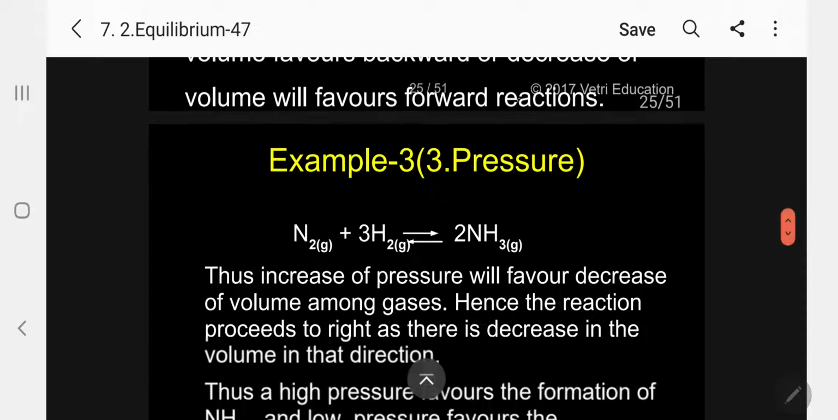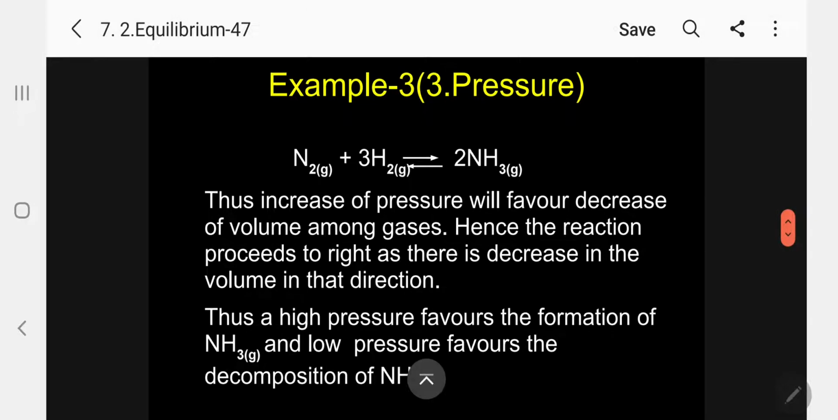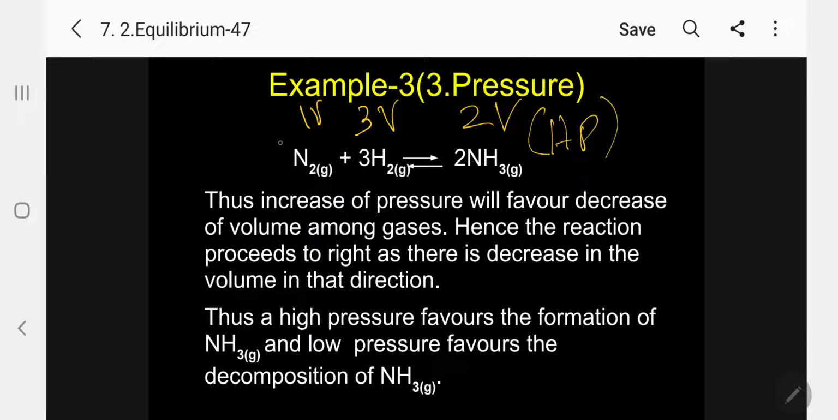Now, come to effect of pressure. Again, remember, I told you, with pressure we cannot do anything because from the stoichiometry we cannot identify pressure, but with the help of volume only we can speak. 1 volume, 3 volume, 2 volume. That means volume is low means high pressure. Volume is high means low pressure. This we have to assume from the gas equation PV equal to nRT.